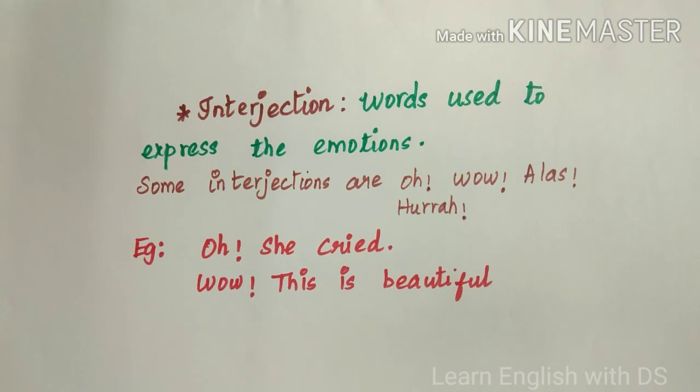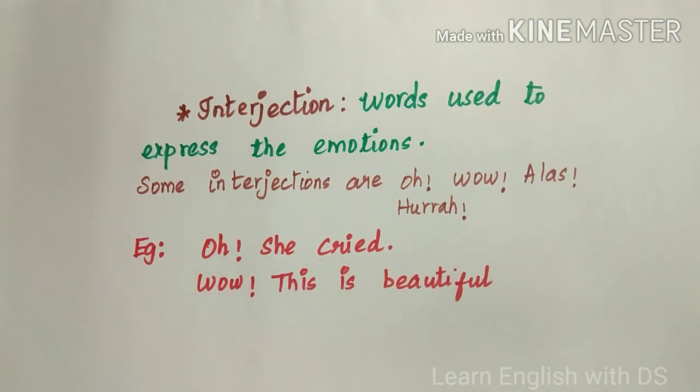The last thing in our list is interjection. Interjections are the words used to express emotions. Some interjections are oh, wow, alas, hooray. These are the words that show the emotions. Now look at the examples.